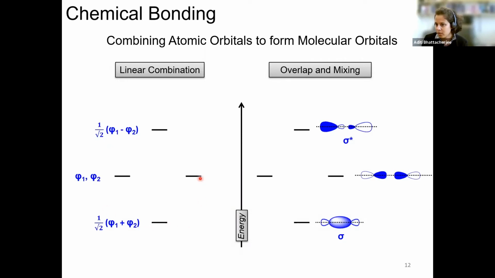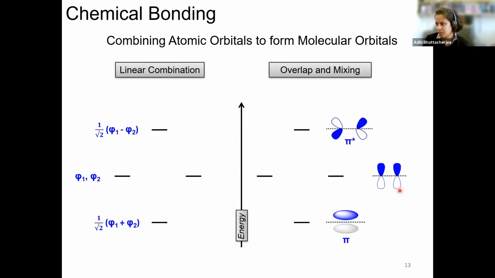Another way of looking at this picture would be the overlap and mixing of the orbitals, where you can see that the in-phase or the out-of-phase overlap of two p orbitals can lead to an increased electron density in the internuclear space, or a depleted electron density in the internuclear space. And this would be the sigma and the sigma star. So these are sigma bonding and sigma antibonding orbitals in the case of the head-on overlap of two p orbitals.